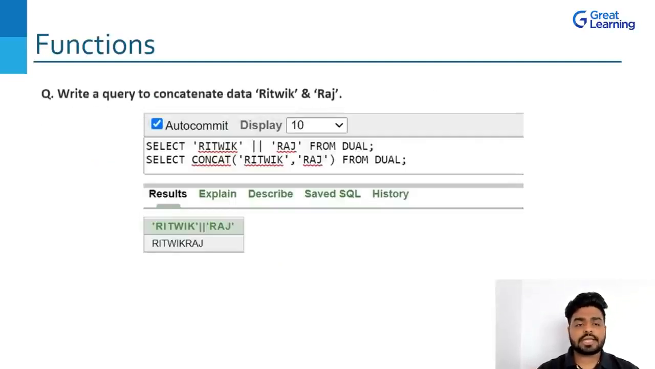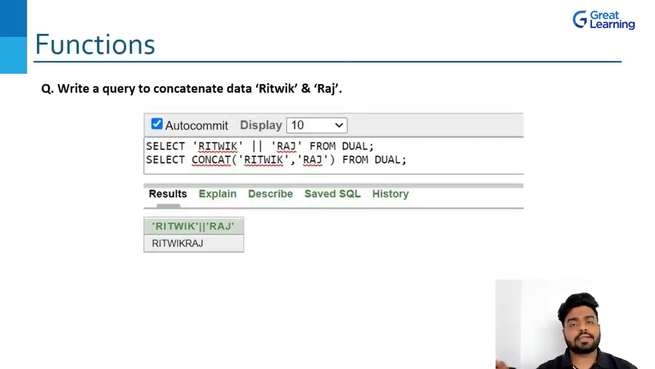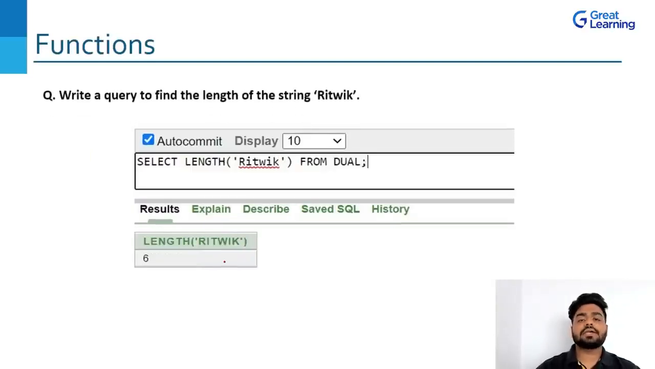The next question is: write a query to concatenate the data Ritvik and Raj. One of the ways to do it is this one. You already know that we can use the pipe operator to do this, but we also have a CONCAT function which we can directly use to do the same. Both will result in the same thing, as you can see below. The next function: write a query to find the length of a string. If I want to find the length of any string, we use the LENGTH function and it will give me the length of that particular string.